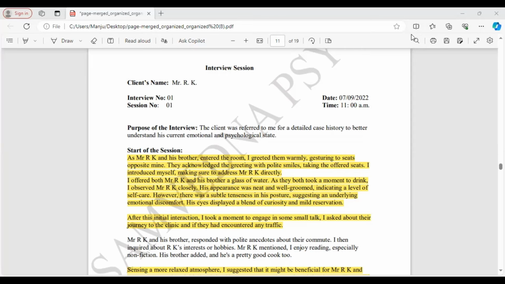While writing the interview, take care that it is written verbatim in a narrative style. Mention the client name, interview number, session number, date, and time of the interview.